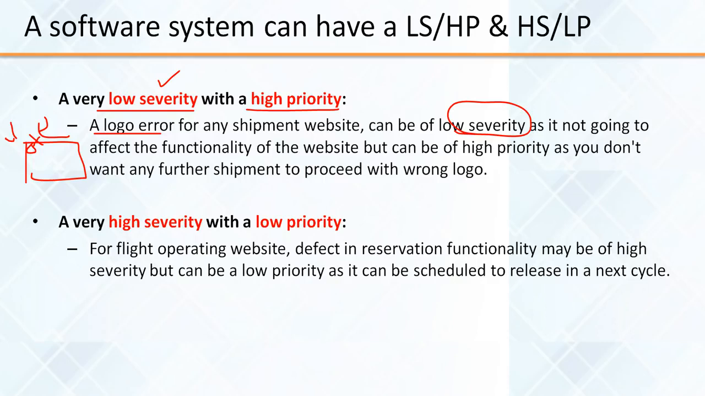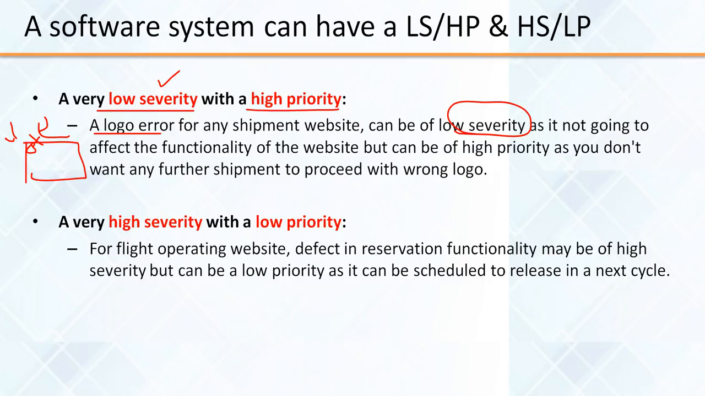The customer will always think about the logo, right? If the logo is wrong, the customer will not be happy. The company logo is a mandatory thing. From the customer's point of view, it is very important. But from a tester and development point of view, it's not that important. So it is low severity. The logo is wrong: it is low severity, but high priority.